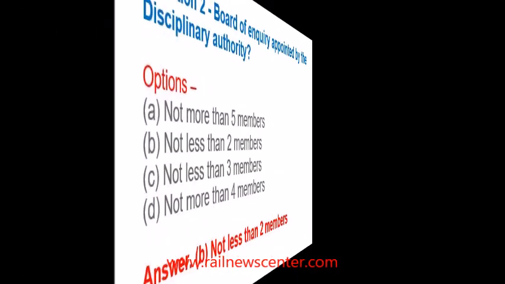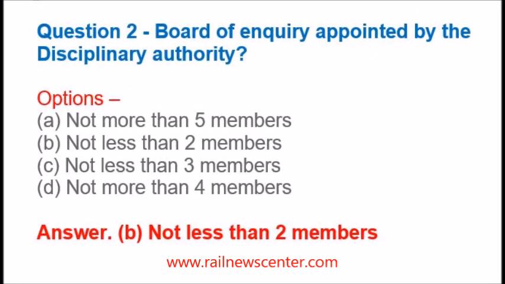Answer. C. Rule 6. Question 2. Board of Enquiry appointed by the Disciplinary Authority. Options. A. Not more than 5 members. B. Not less than 2 members. C. Not less than 3 members. D. Not more than 4 members. Answer. B. Not less than 2 members.